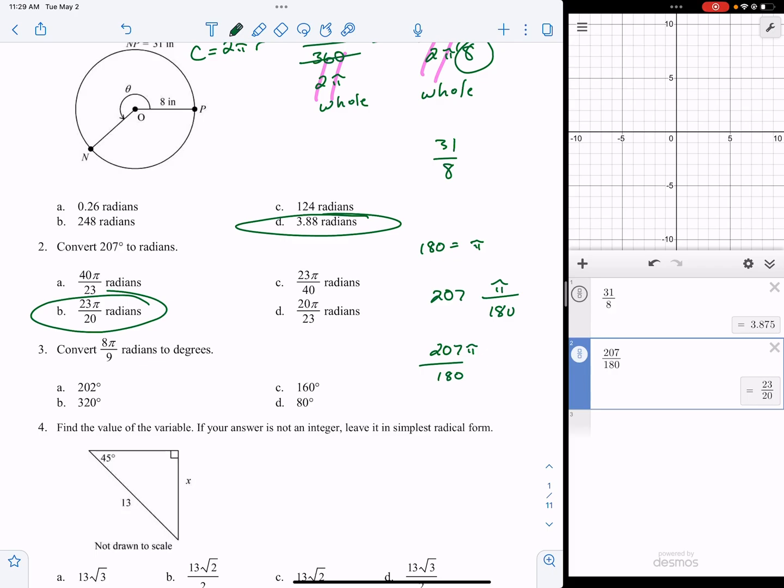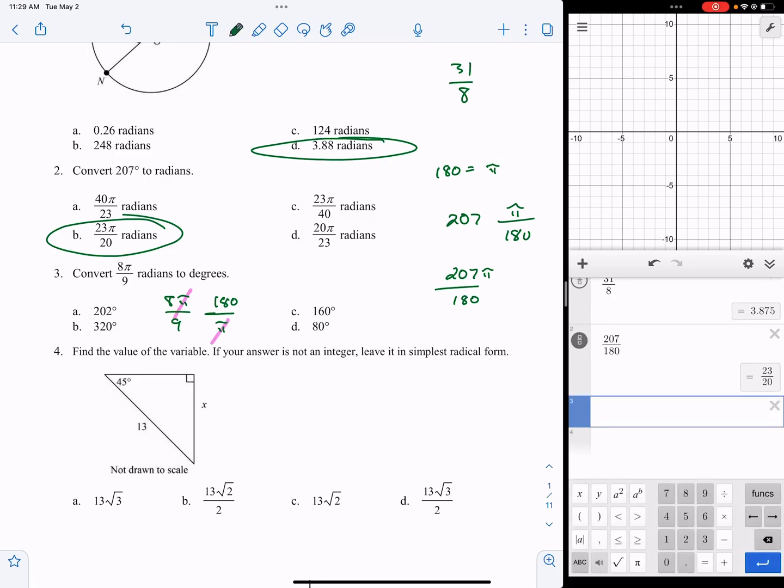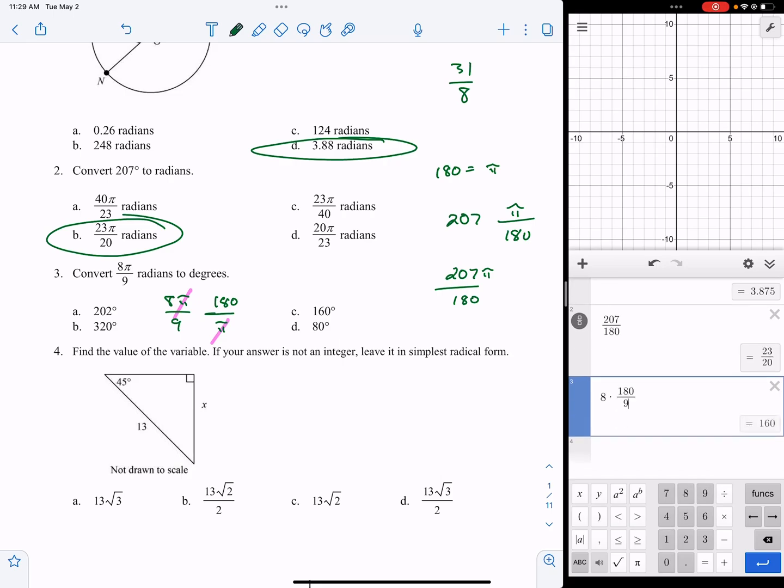All right, now, number 3 is the direct opposite. 8 pi over 9. I want to get rid of pi. So I'm going to put pi on the bottom of the fraction and put 180 on top of the fraction, so that the pi's cancel. Multiply everything on top. 8 times 180 divided by 9. And there you go, 160.